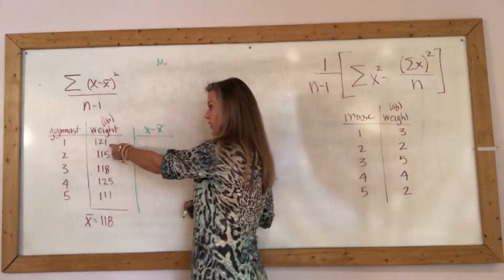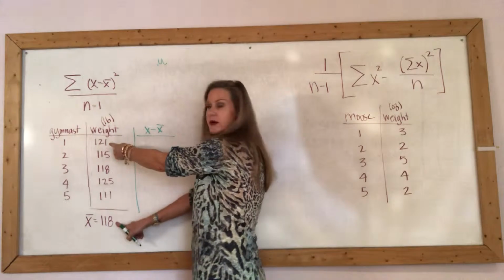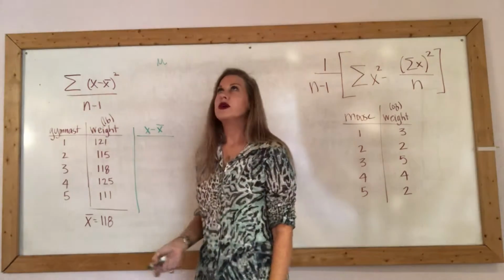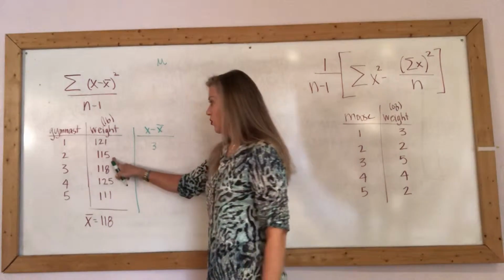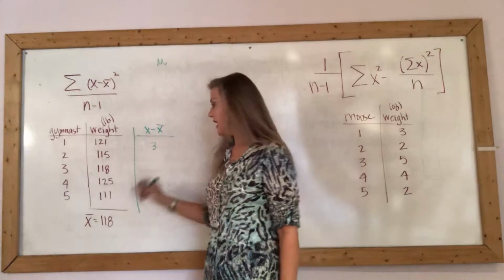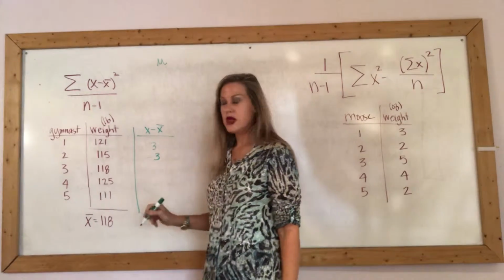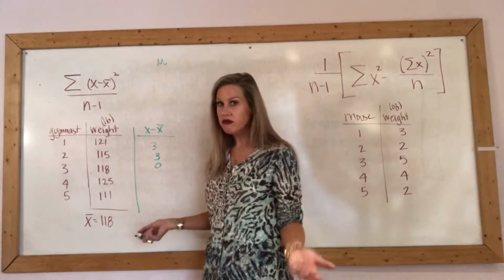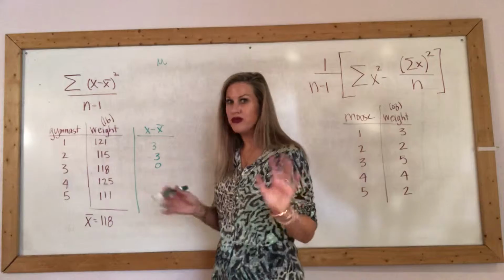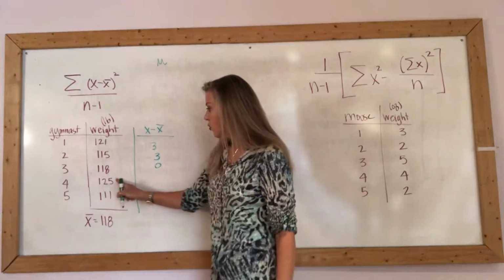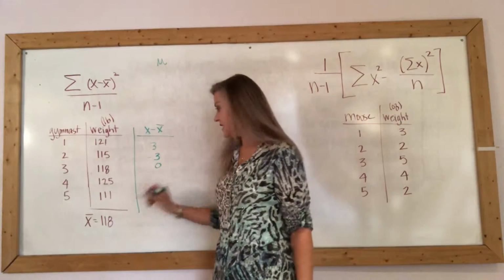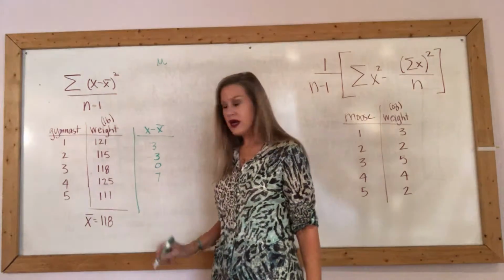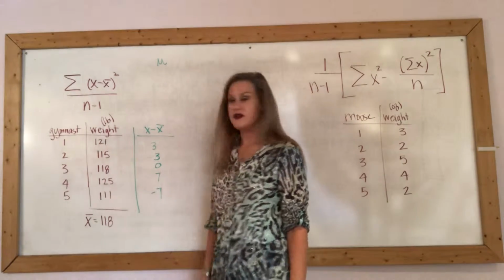The variable I'm measuring is the weight. So here I'm going to take 121, that's girl number 1's weight, and I'm going to subtract 118. Your weight minus the mean, okay, 121 minus 118 is 3. 115 minus 118 is negative 3. 118 minus 118 is 0. That's okay. These things can be 0. They can be positive, they can be negative. We'll fix it in the end. This is fine. 125 minus 118 is 7, and 111 minus 118 is negative 7.